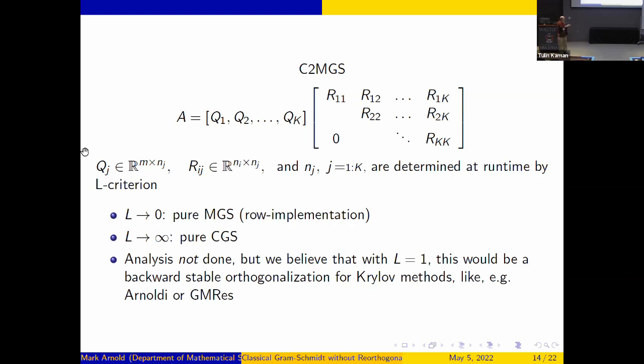And so then as soon as I get to a column of A where I'm told to reorthogonalize, Q1 is the size Q1 is going to be, and R1 is computed. And now that column of A that I was supposed to reorthogonalize becomes the first element in the Q2 block.